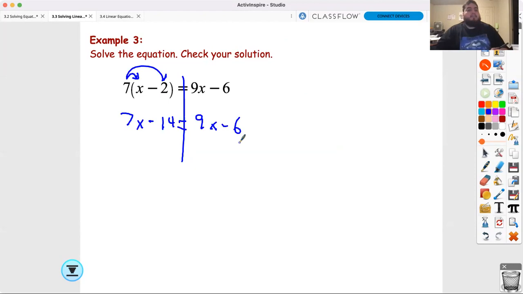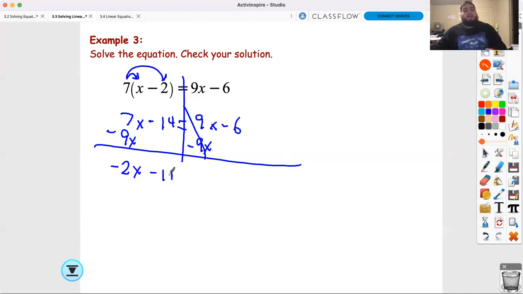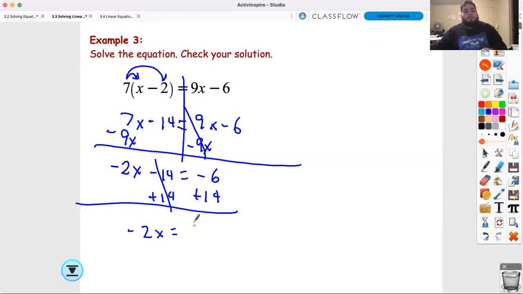Now we want to get x by itself. It doesn't matter if you want x on the right side or the left side. It's going to give you the same result at the end of the day. So I'm going to move the 9x to the left side. Subtracting 9x cancels out. 7 take away 9 is negative 2x minus 14 equals negative 6. I'm going to add 14 on both sides. So I get negative 2x equals positive 8. Divide both sides by negative 2. And then I get x is equal to negative 4.